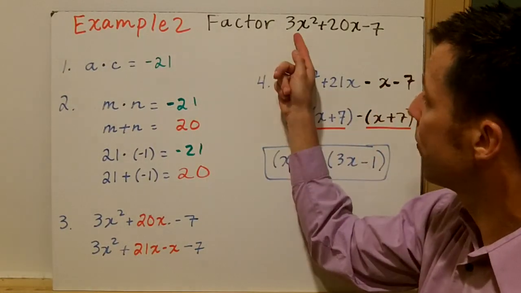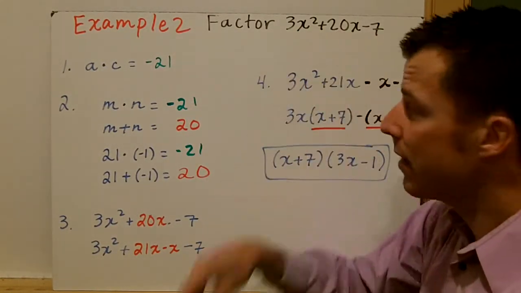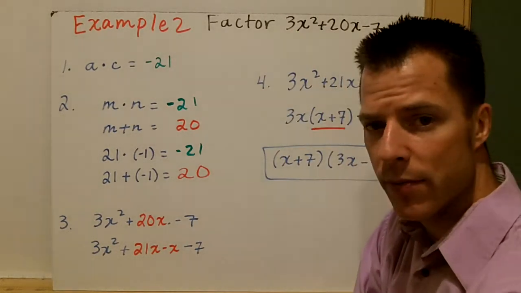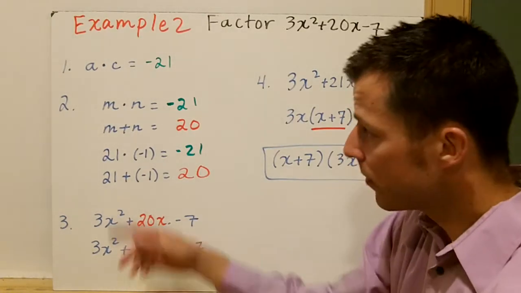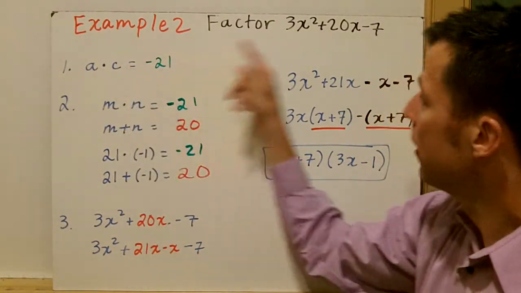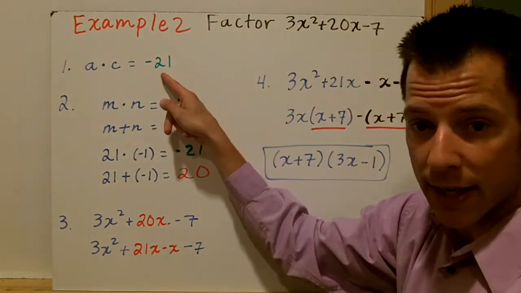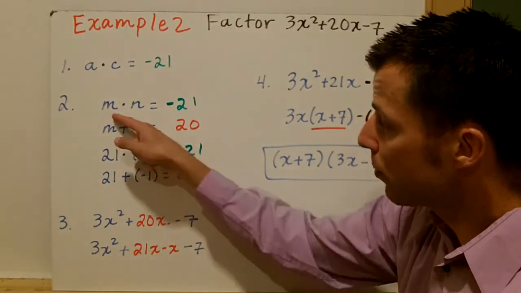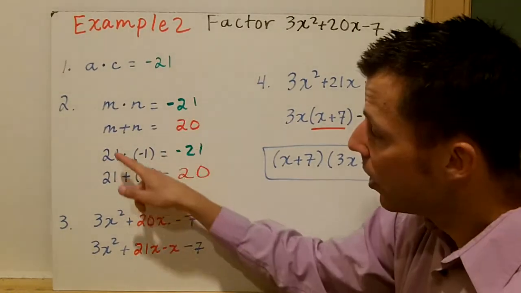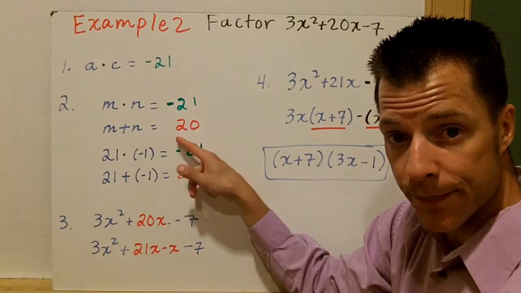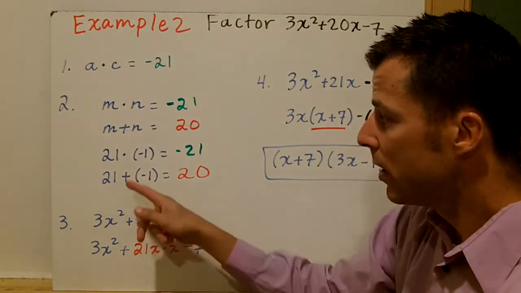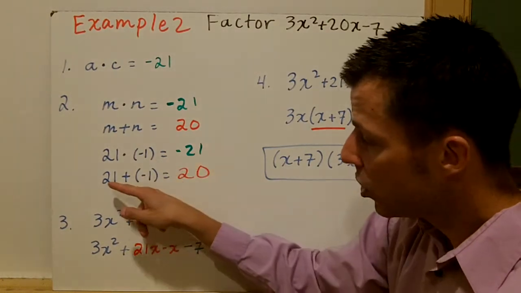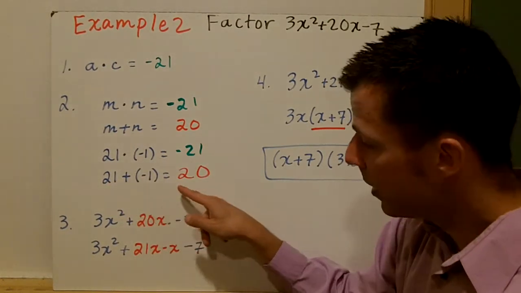So we're going to factor 3x squared plus 20x minus 7. Again, I look at 3, 20, and 7. Nothing common between all 3 terms, so I'm going to start by multiplying a times c. 3 times negative 7 is negative 21. In step 2, now I have to find 2 integers whose product is negative 21, whose sum is 20. So I think, okay, negative 21. So if I do 21 times negative 1, I get negative 21. 21 plus negative 1 is 20.